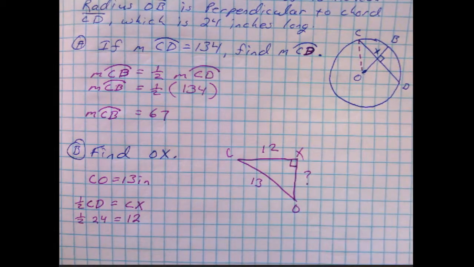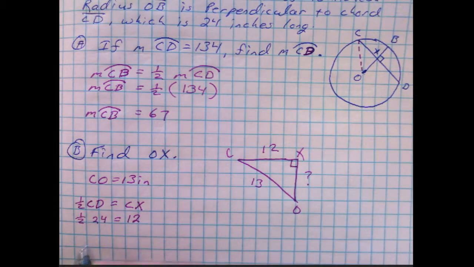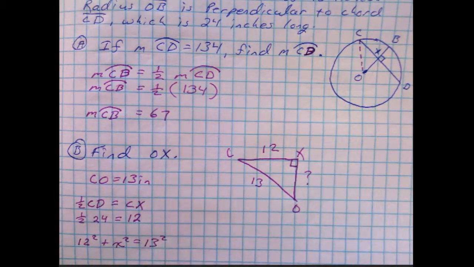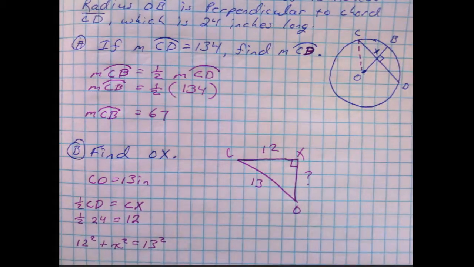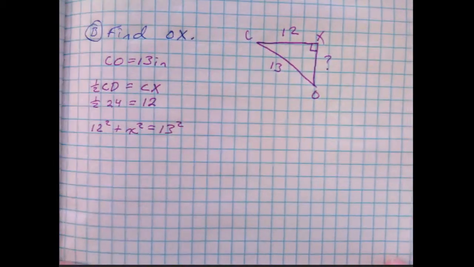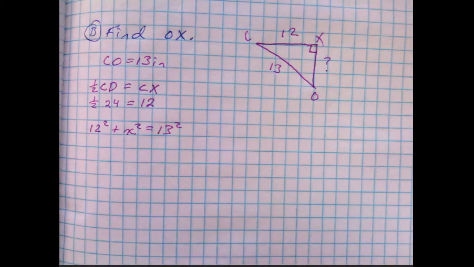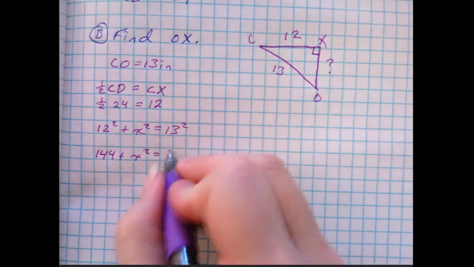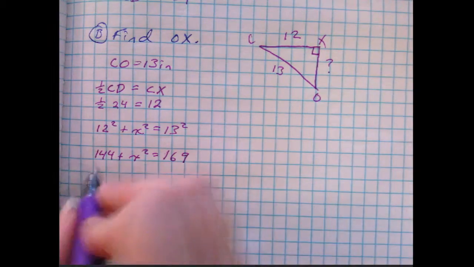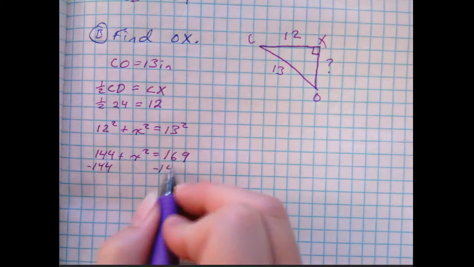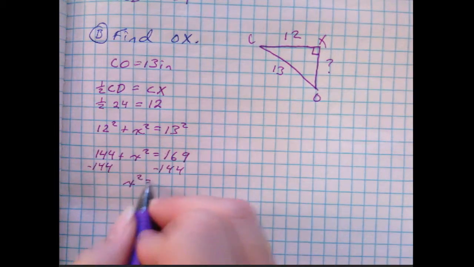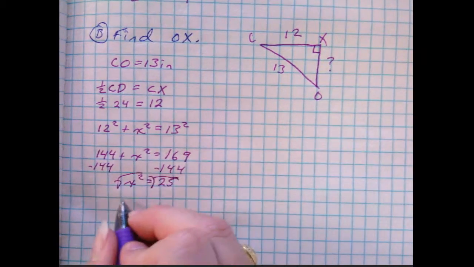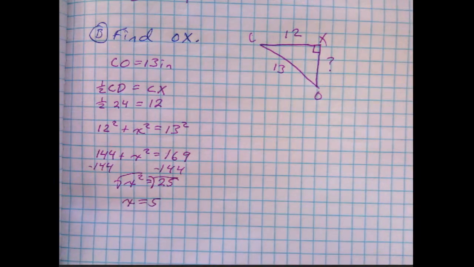Anytime we have a right triangle, we're going to be using the Pythagorean theorem. So we have our two legs. I have 12 squared plus x squared equals 13 squared. I'm just going to slide that up since I have everything moved down. So 12 squared is 144, plus x squared equals 13 squared, which is 169. Then I'm going to subtract my 144. I get x squared equals 25. Square root of both sides, x equals 5.